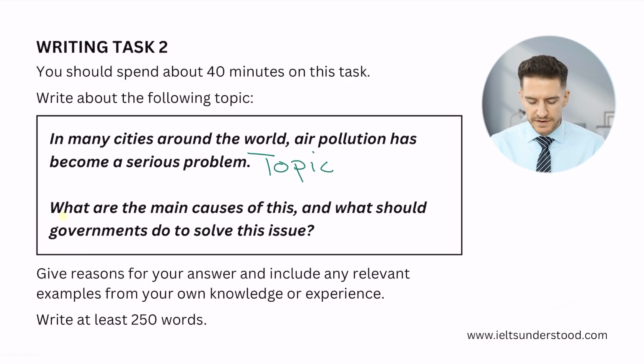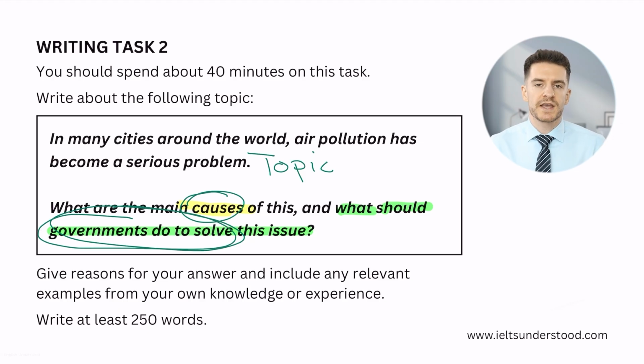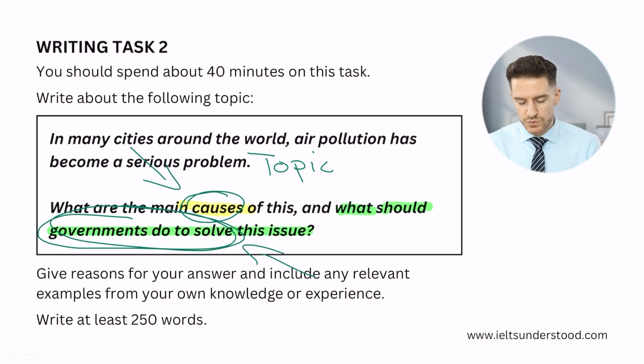Now, underneath that, it tells you what you need to talk about. And it says, what are the main causes of this? And then it says, and what should governments do to solve the issue? So there are 2 parts for this question, causes and what should governments do to solve the issue. So if you want to get a high band score for task response, you need to talk about both the causes and what governments should do to solve the issue.